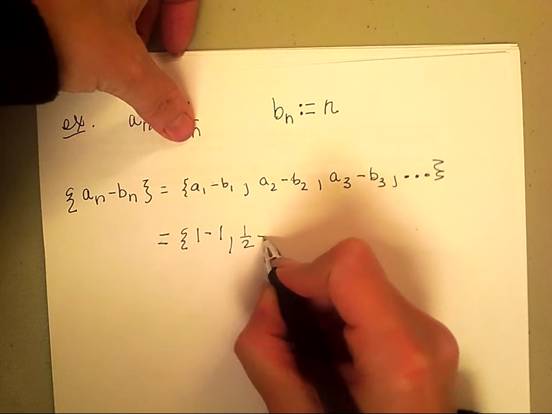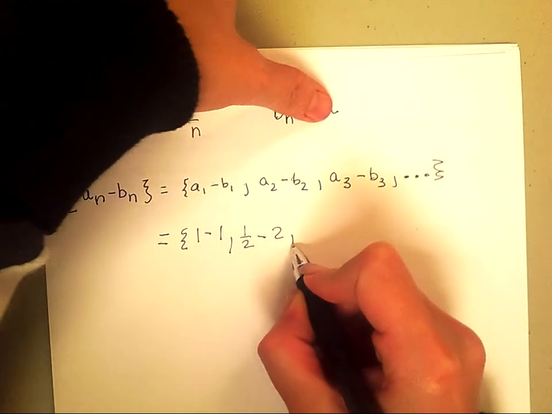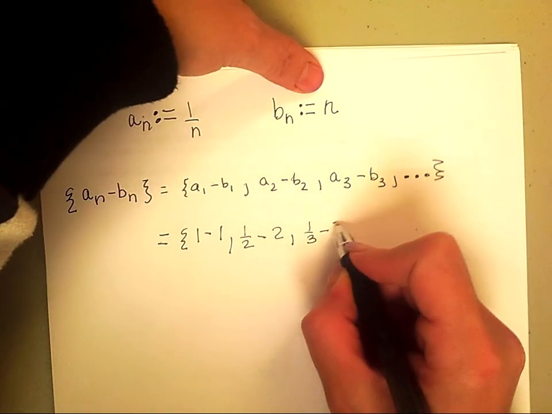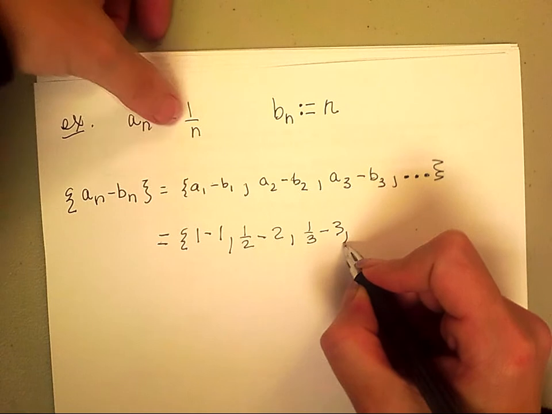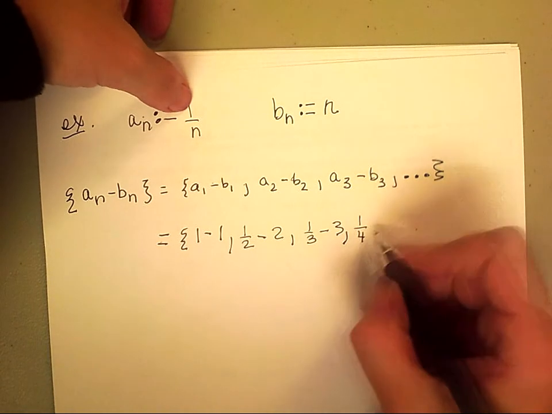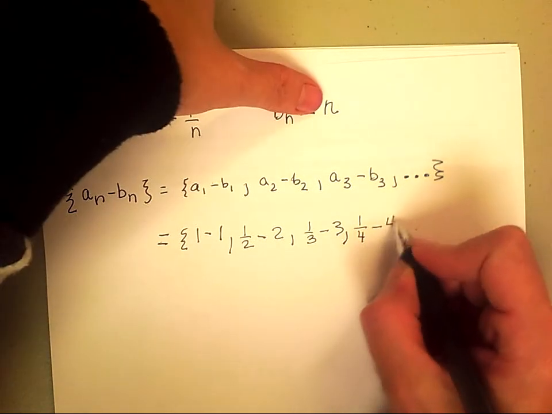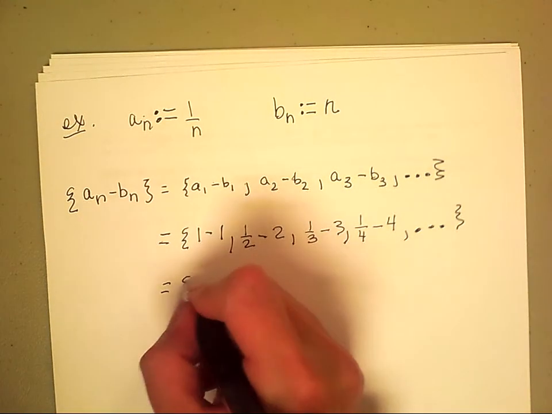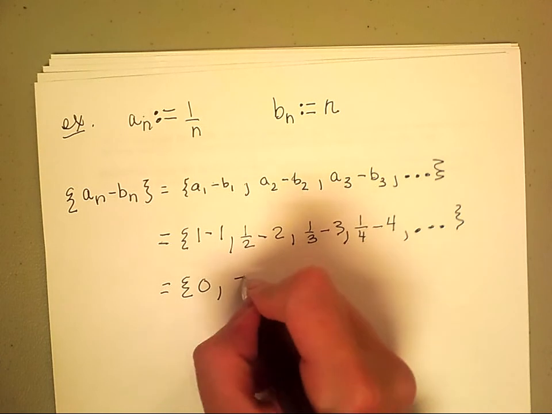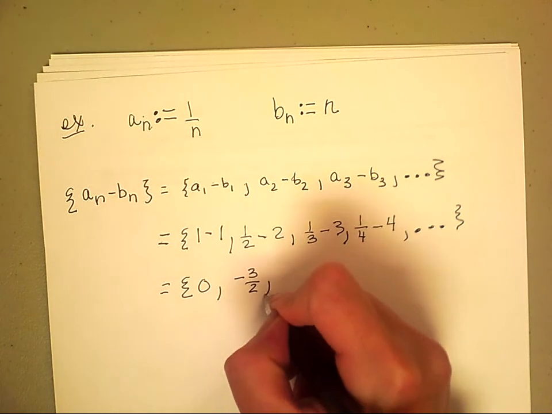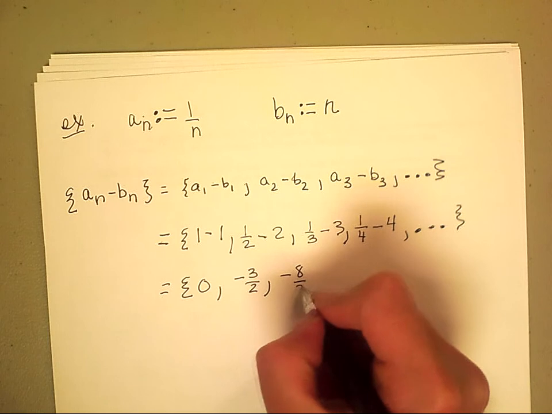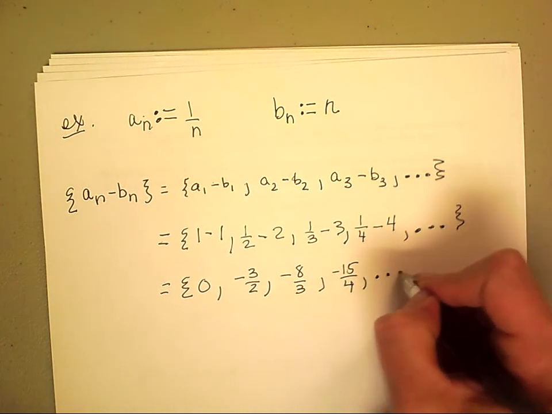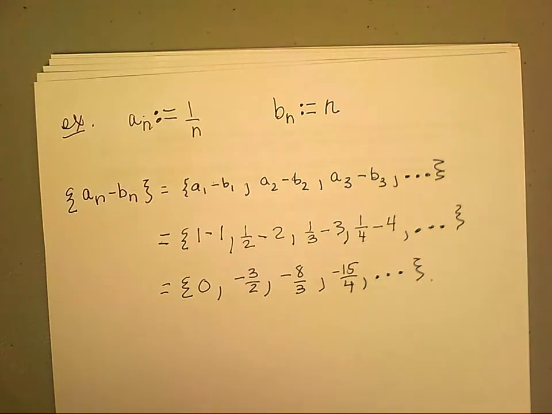Now, a2 is 1/2, and I'm going to subtract off b2, which is just 2. a3 is 1/3 minus 3. a4 is 1/4 minus 4. Okay, and it would keep going. So the first few terms of our new sequence are going to be 0, minus 3/2, minus 8/3, minus 15/4, etc.